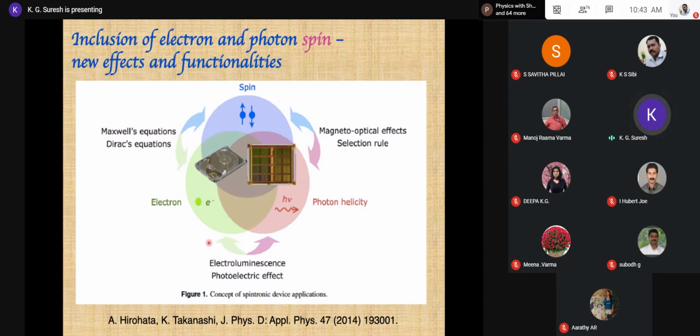So all these mutual couplings are possible only because you are trying to acknowledge the fact that electrons and photons, in this particular case, both have spin. Of course, one has a half integer spin and the other has an integer spin. So if you bring the spin into the picture, you see that things are very different, and you can get many more applications and very interesting physics.